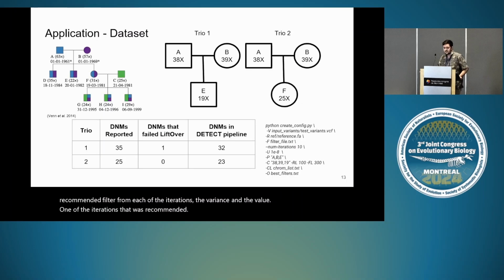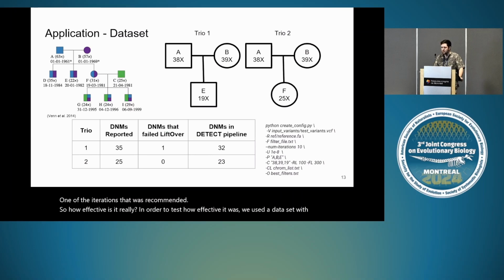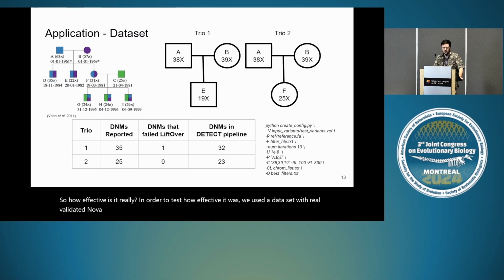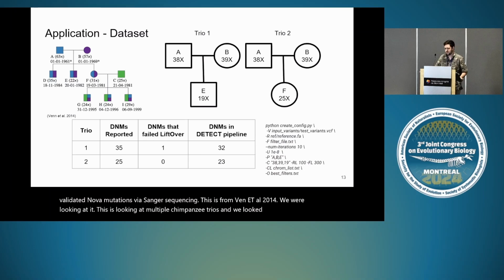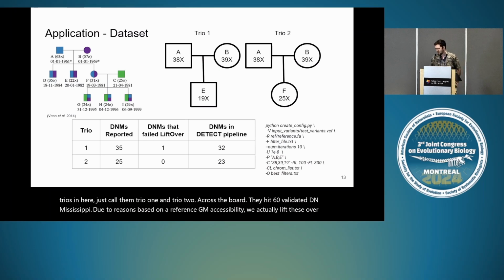So how effective is it really? In order to test how effective it was, we used a data set with real validated de novo mutations via Sanger sequencing. This is from Venn et al. 2014. This is looking at multiple chimpanzee trios, and we looked at 2 individual trios in here. Just called them Trio 1 and Trio 2. Across the board, they had 60 validated DNMs. Due to reasons based on reference genome accessibility, we actually left these over, so we lost one of them.